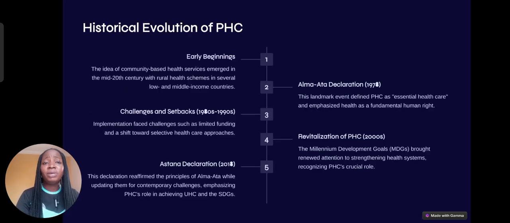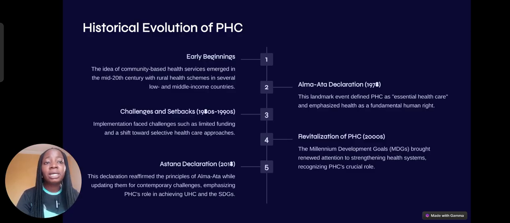Now, in the early beginnings, the idea of community-based health services emerged in the mid 20th century, where they had problems, especially when it comes to immunization and vaccination against communicable diseases. And we came up with rural health schemes in several low and middle income countries, as these are countries that had problems accessing healthcare services.